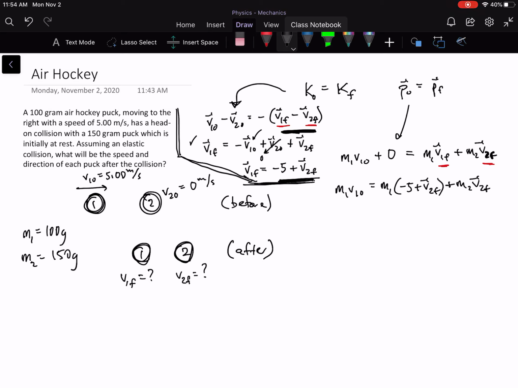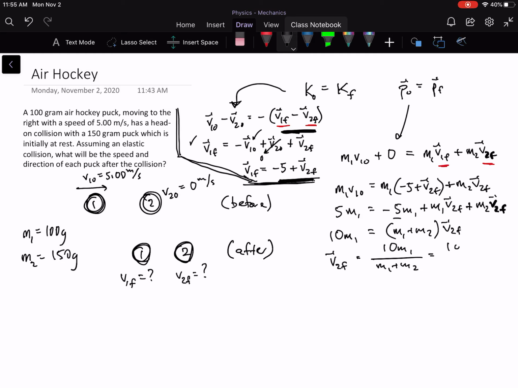We just need to clean things up here a little bit. So we have 5 meters per second times m1. We distribute this onto there, so we have negative 5 m1 plus m1 v2 final, and plus m2 v2 final. And then we can group up terms, so we have 10 m1 once we add this term to both sides, and then we can sum up the masses, factor out the thing that we're looking for, and divide both sides by the sum of the masses.